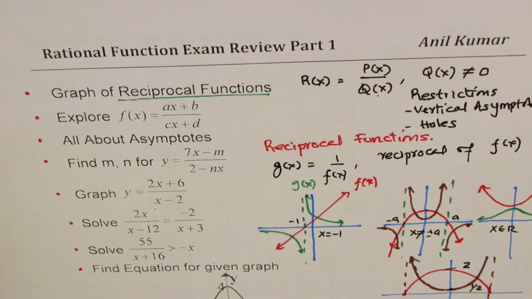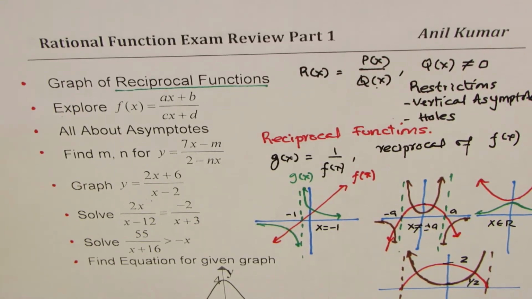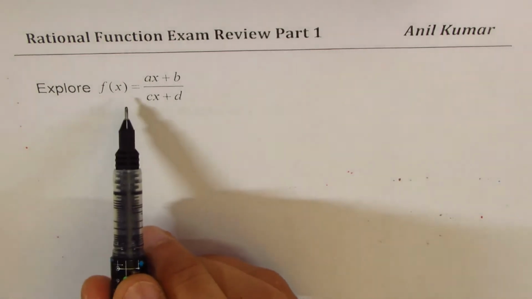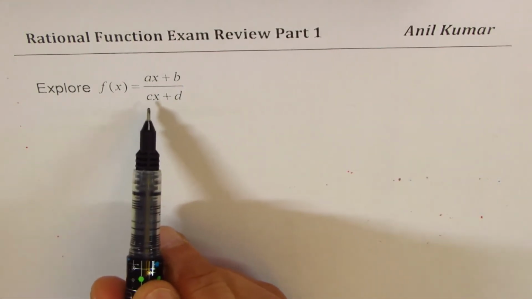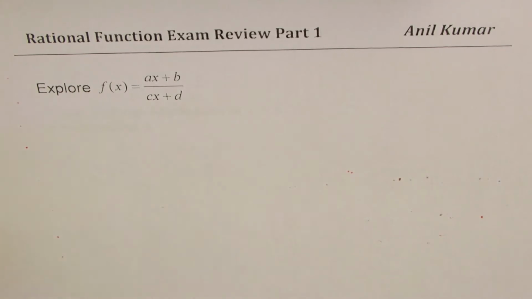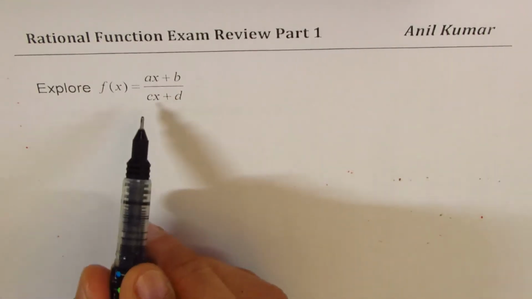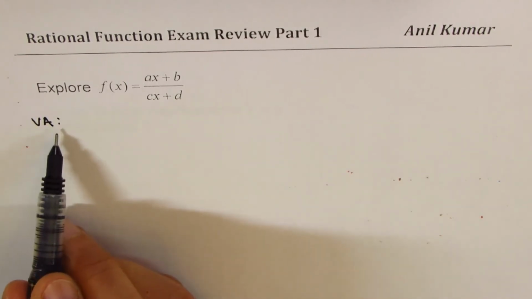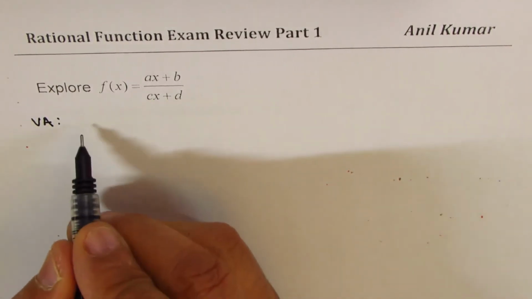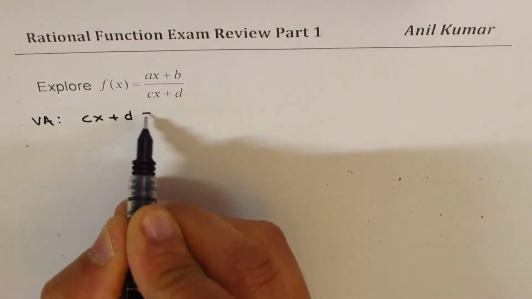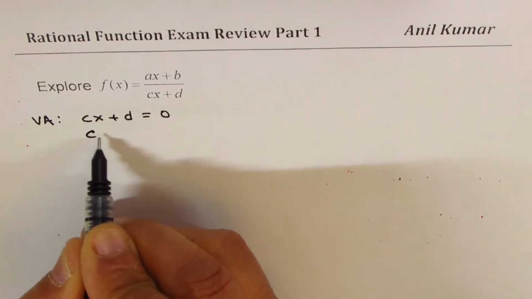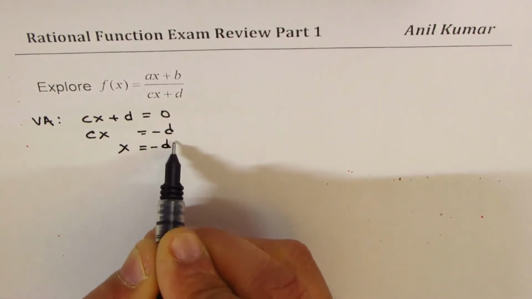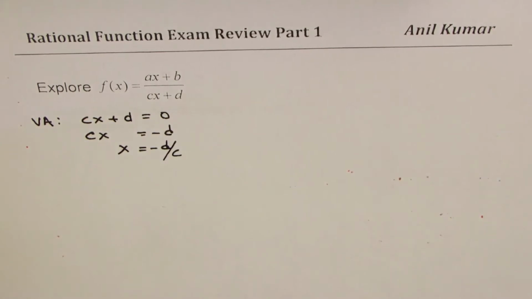Let's now move and explore the functions of the type ax plus b over cx plus d. Let us explore f of x equals ax plus b divided by cx plus d in general. So in this kind of a function, how do we find the vertical asymptote? To find the vertical asymptote, equate the denominator to 0, that is to say cx plus d equals 0, and then solve for it. cx equals minus d, or x equals minus d over c. So that becomes your vertical asymptote.